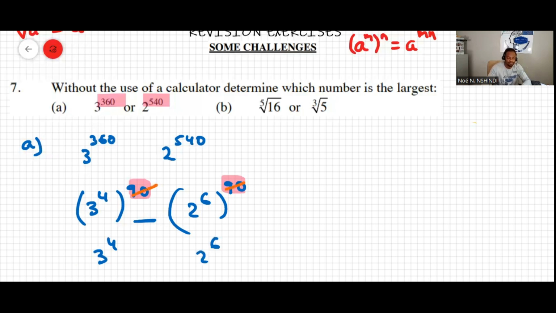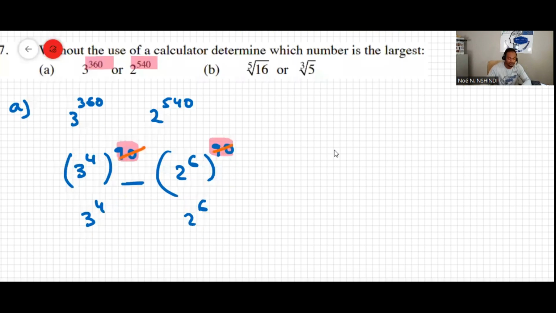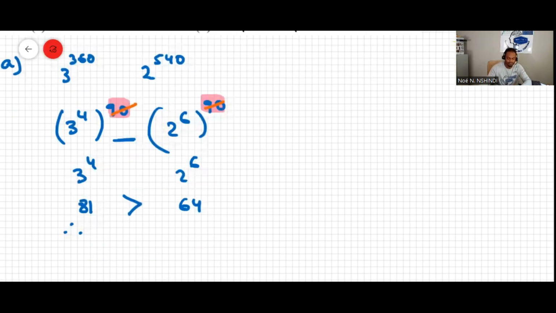Now this is easier to calculate because we know the value of 3 to the power 4. It's 81, or if you're not sure, do 3 times 3 times 3 times 3, we get 81, and 2 to the power 6 is 64. Then we can compare: 81 is greater than 64. Therefore, 3 to the power of 360, I mean, is greater than 2 to the power of 540.